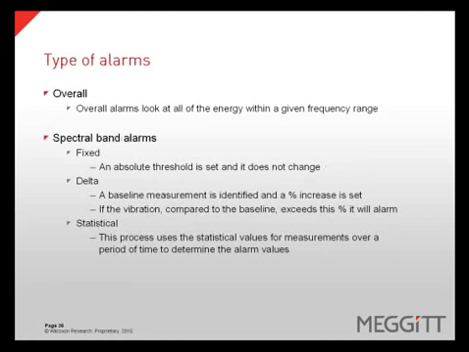There are 2 primary types of alarms that can be used. Overall alarms, which look at the total amount of energy within a given frequency range, and spectral band alarms, which allow the user to set several specific frequency alarms to better identify specific faults. Spectral band alarms can be fixed in amplitude, alarm off of a change over a baseline, or use statistical process to determine the alarm level. We will discuss each of these further in the coming slides.